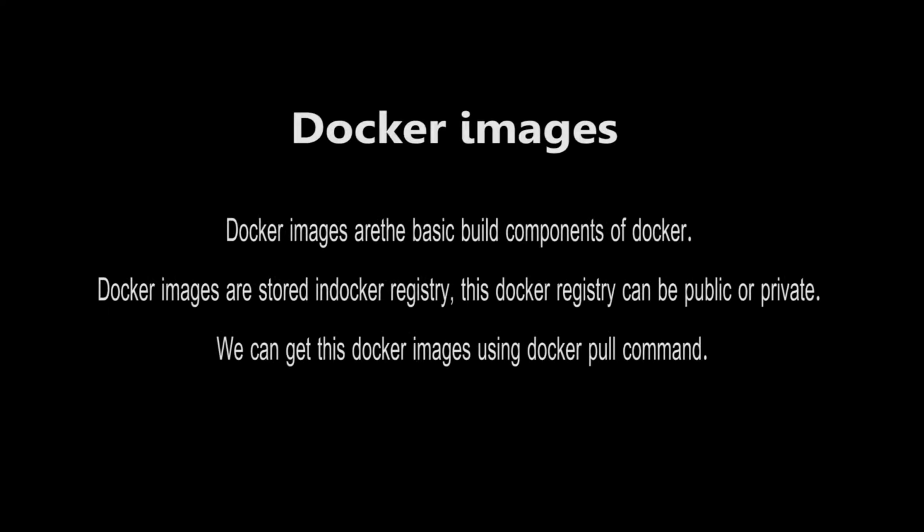Okay, so what are Docker images? Docker images are the basic build components of Docker. Docker images are stored in a Docker registry. This Docker registry can be public or private. We can get these Docker images using the docker pull command.